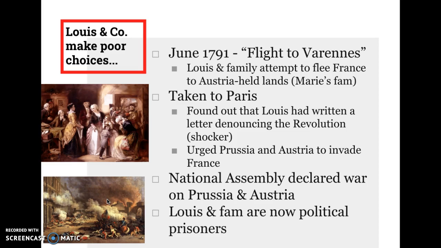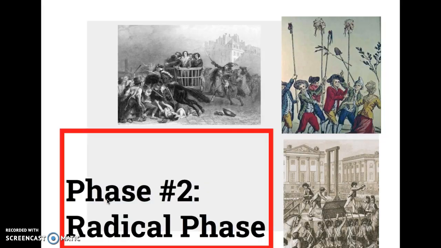They make it all the way to the border city of Varennes, and their journey there is known as the Flight to Varennes. They are found out. They are taken to Paris. Found out, and not a shocking twist, that Louis had been writing all kinds of letters denouncing the revolution. So as a result of this, the National Assembly actually declares war on Prussia and Austria, and Louis and family are now political prisoners. Whereas before, the revolutionaries were trying to work with Louis, now it's all downhill for the royal family, which leads us into phase 2, the radical phase.